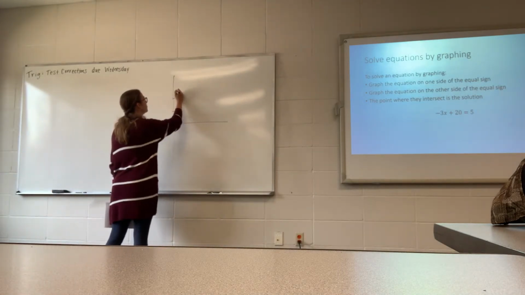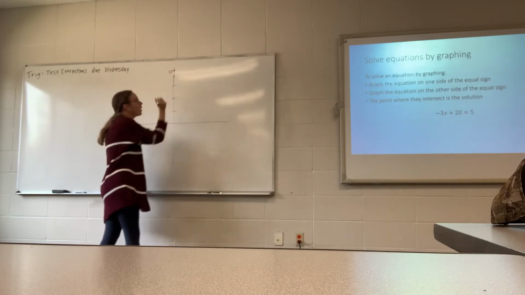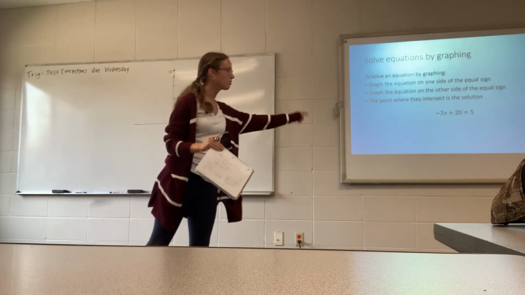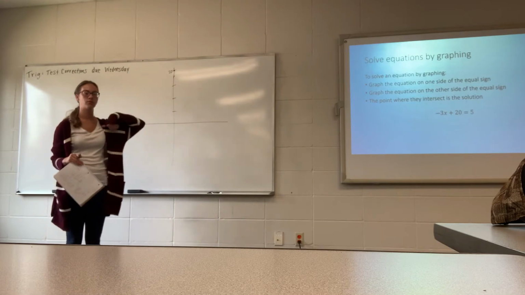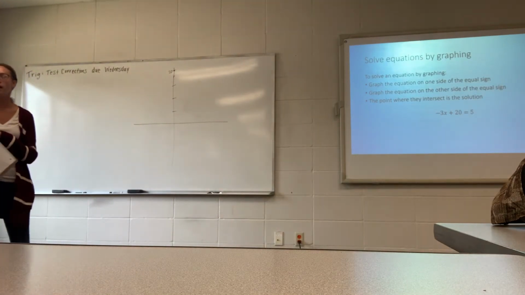So my y-intercept's just going to be up here at 20. I'm just going to go by 5s. So here I am up at 20. Now I have negative 3x, so my slope I know is going to be negative 3. To graph negative 3 by hand, Trey, how do I do that?